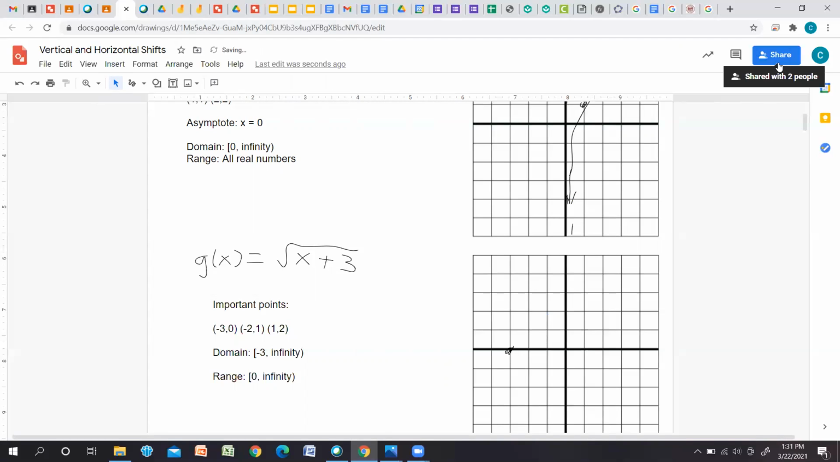Okay, so let's graph that out properly. Negative 2, 1, and 1, 2. That's right here. If we graph that out, it goes through all those points, and that's our graph. Again, it shifted to the left 3. And that's the process. First you start with the parent function, determine which direction you're shifting it in, write out your important points, asymptote if there is one, and domain and range, then graph it out.